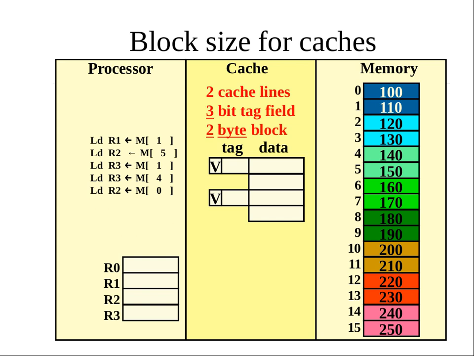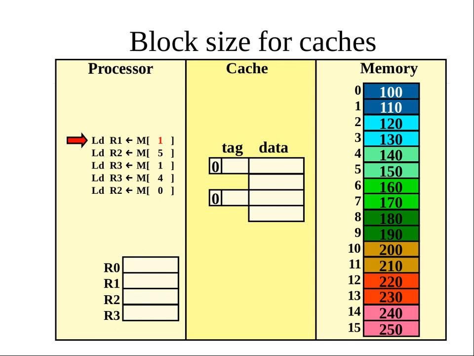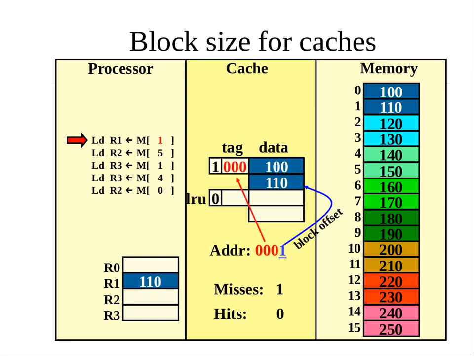Well, let's look at an example, and I think it'll help you. All right, we initialize everything to 0. What's going to happen when we try and read memory address 1? It's going to be a miss. Notice that the address in binary is 0001. The tag is only the first 3 bits, so it's going to store 001. And this last bit over here is the block offset, how far you're going to jump down the cache line in order to find the data.